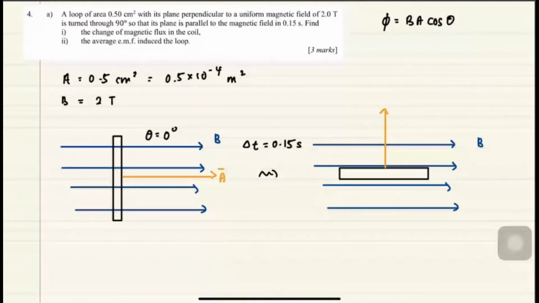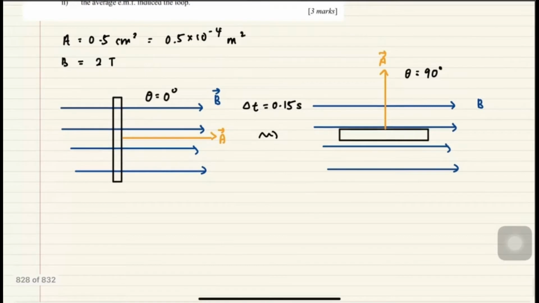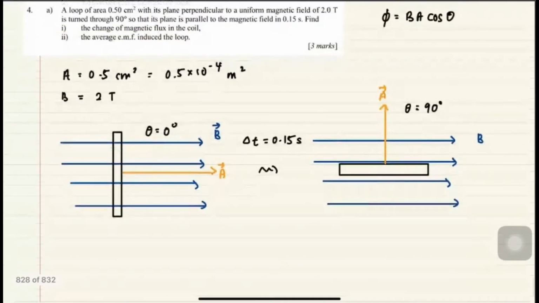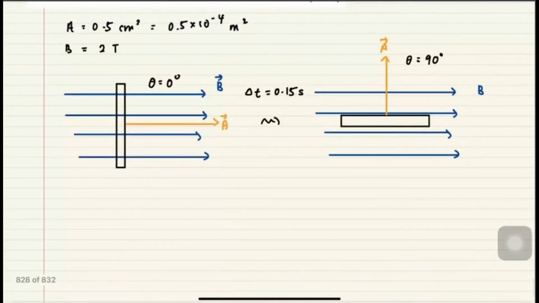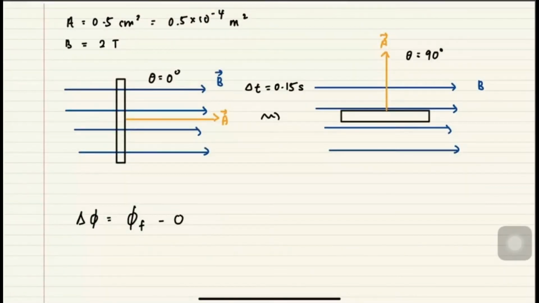Faham saya. Kalau yang kedua tu, yang belah kanan tu, dia punya direction of A tu ke atas, dia punya B ke kanan, therefore dia punya angle dia berapa? 90 degrees. Okay, good. So if I want to calculate the change in magnetic flux, basically I have to do delta phi, where this one is phi final minus phi initial.